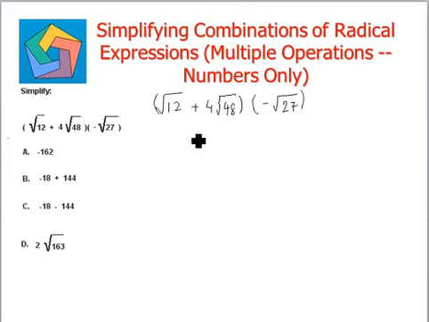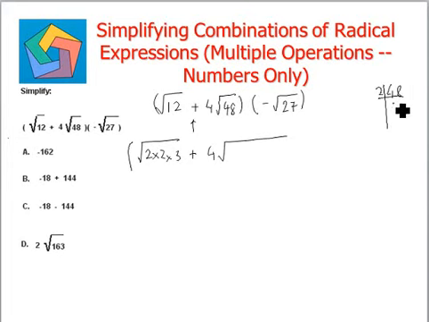What we'll be doing is finding the factors of each number inside the radical. In the first parentheses there is an addition, so we'll make sure that the radical part is the same to have them added. So 12 can be factored as 2 times 2 times 3, plus 4 root of 48, which can be factored as: 48 divided by 2 is 24, 24 divided by 2 is 12, 12 divided by 2 is 6, 6 divided by 2 is 3, and 3 divided by 3 is 1. So we have four 2's, 1, 2, 3, 4, and a 3, parentheses closed.